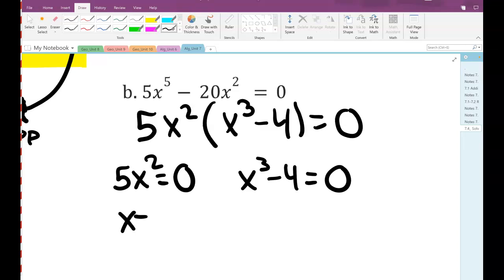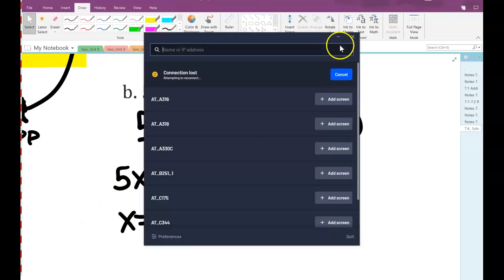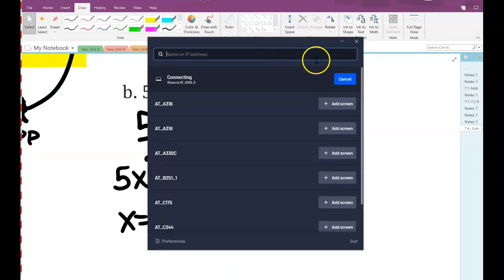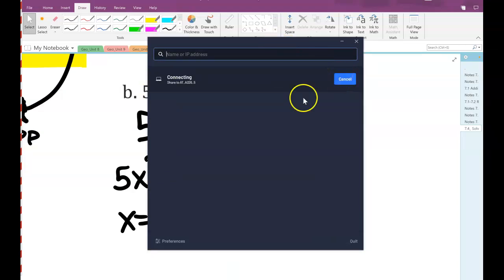This one is going to be the same as the other one. x is still equal to 0. So one of them, x is equal to 0. Your other one you'll get by, what's your first step? You've got to add 4 to both sides. So you do plus 4 and plus 4.